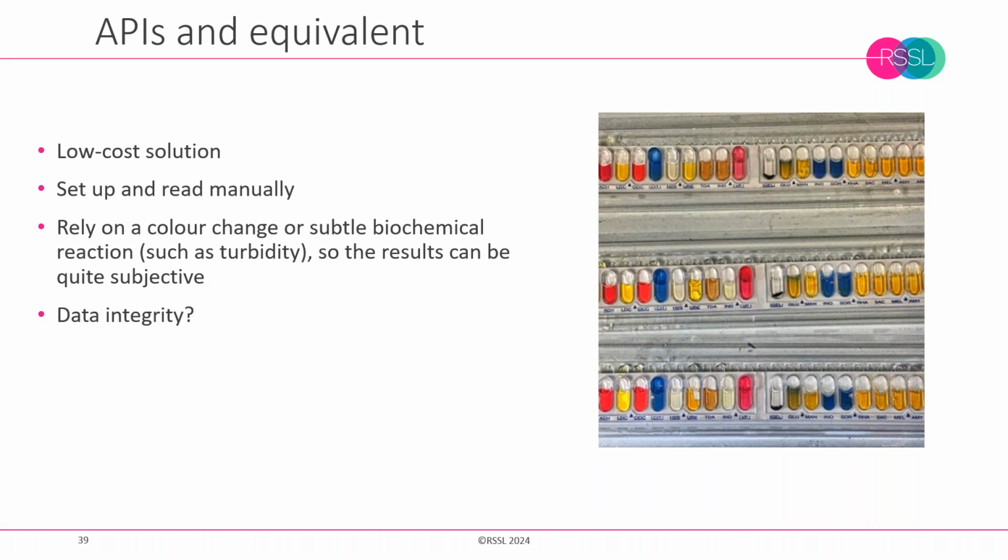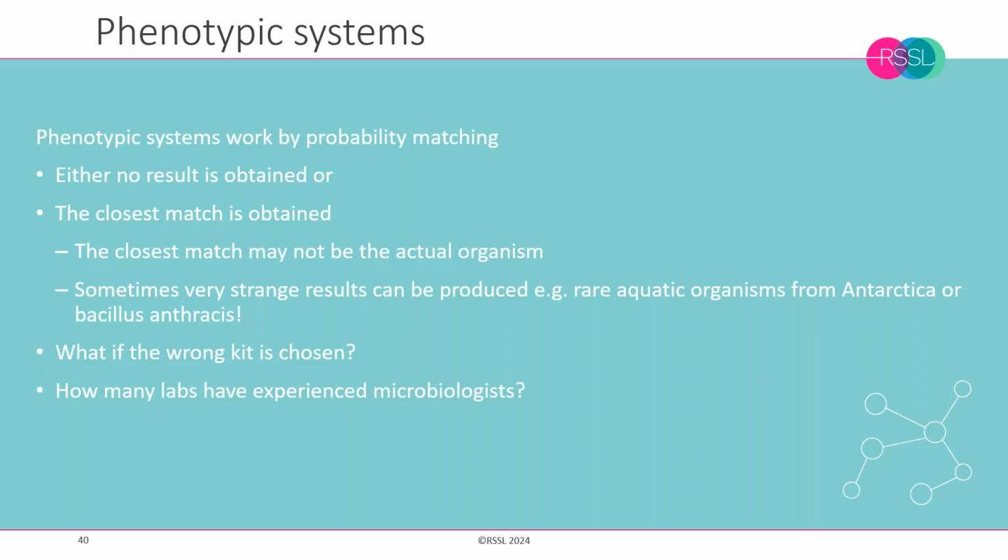APIs, as we've discussed, are highly subjective and dependent upon looking at color changes, and have weaknesses in terms of data integrity. Phenotypic systems, as I mentioned, are all based on probability. So if we're required to use a certain card and we use the wrong card, the system will still try and match to something. Or even if it's a universal test kit, it's still going to say, well, the majority of the reactions are this way and this is the closest fit. It doesn't necessarily mean it's the right outcome.